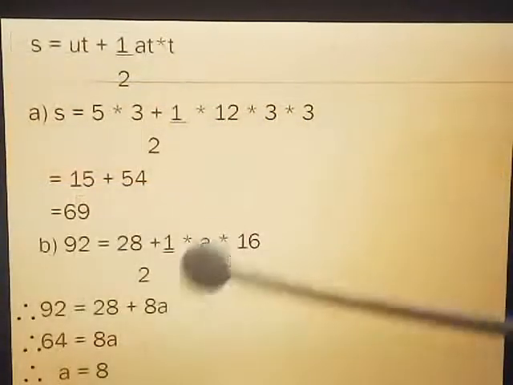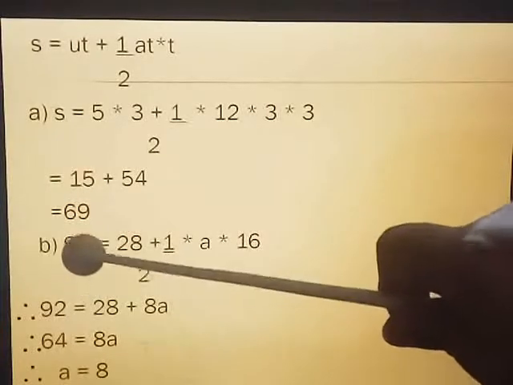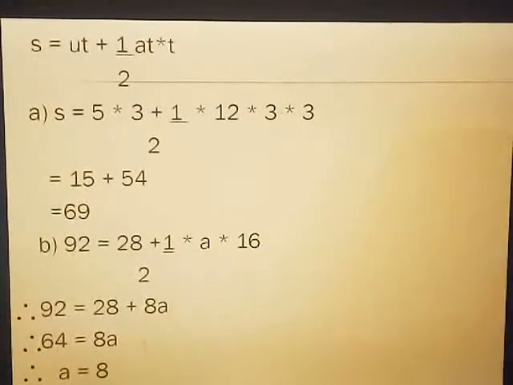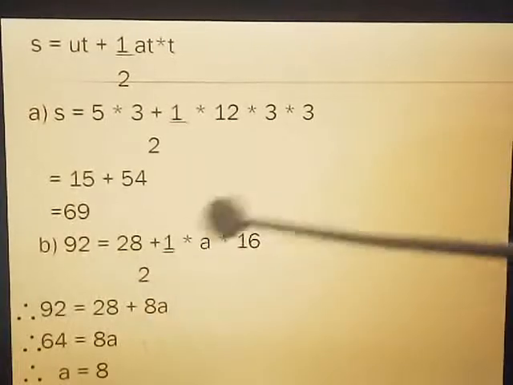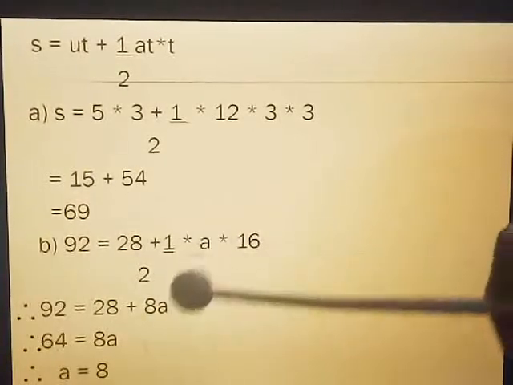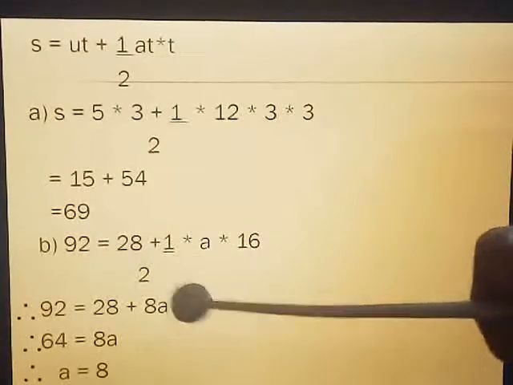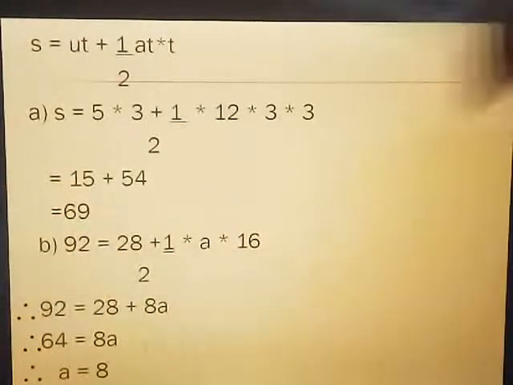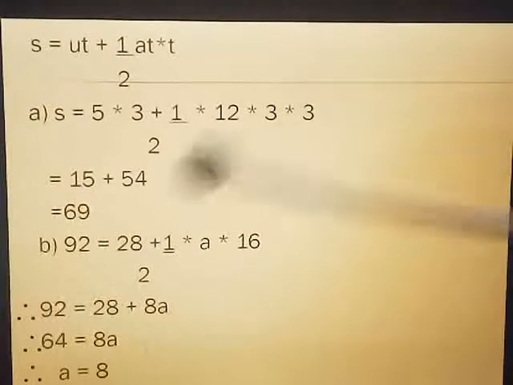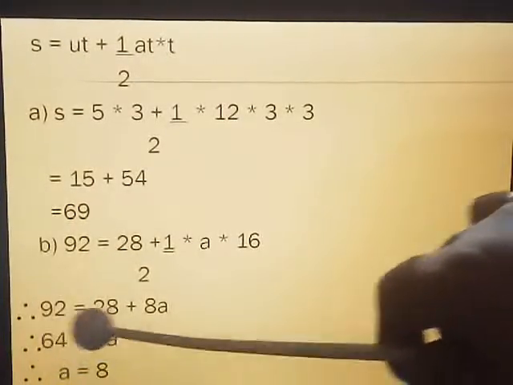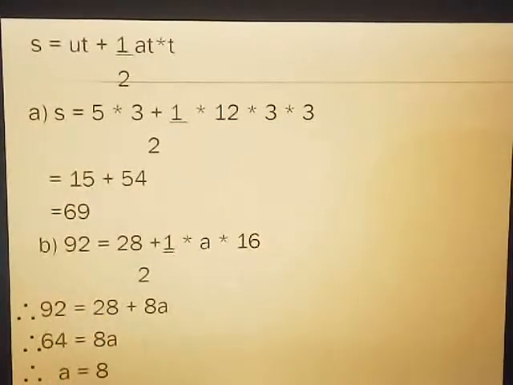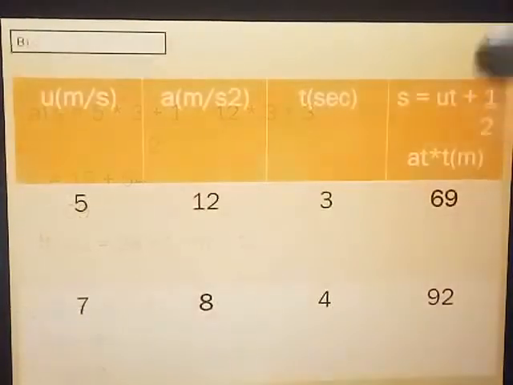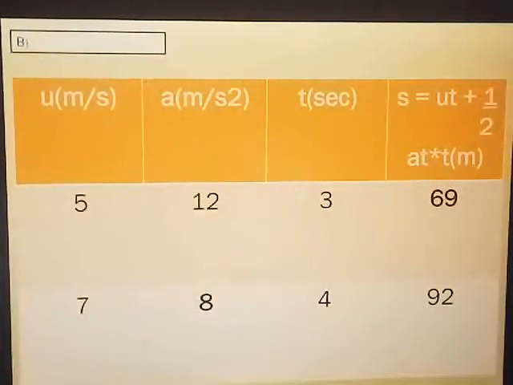Next, the value of s is already provided to us, 92. 92 is equal to 28 plus half into a multiplied by 4 square, that is 16. So when you cut, 2 8s are 16. So here it remains 8a. 28 plus 8a is 92. This 28 will shift over here, it will become minus. So 92 minus 28 comes out to 64 is equal to 8a. You know 8 8s are 64. Therefore a is equal to 8. Now the same values you will substitute here in the table. In place of a you will write 8.